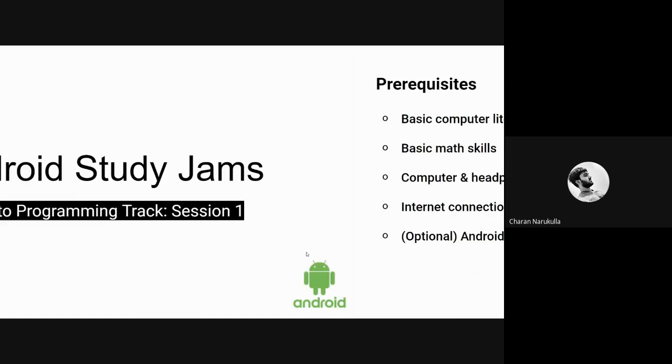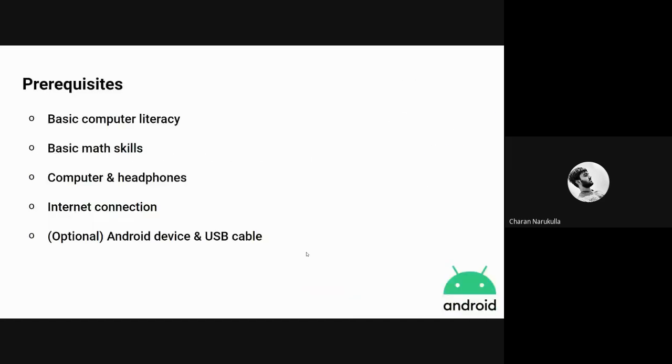So going further, for this program, you need these prerequisites. You need some basic computer literacy. That means you need to know basic computer things, and then you need to know some basic mathematical skills, and then you need a computer along with headphones. That's optional. Headphones are optional for this, and you need a very good internet connection. Also, you need an Android device along with a USB cable. It's optional. Even if you don't have this Android device and any USB cable, then we can proceed with a feature in Android Studio called AVD, which stands for Android Virtual Device. That will install an Android device in your computer itself.